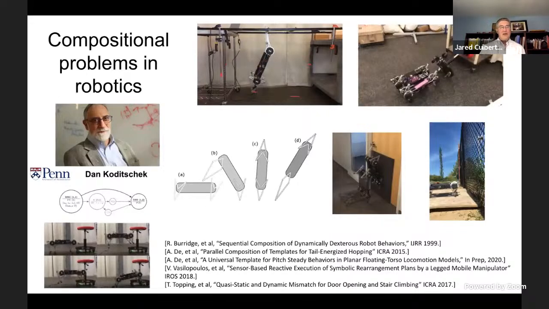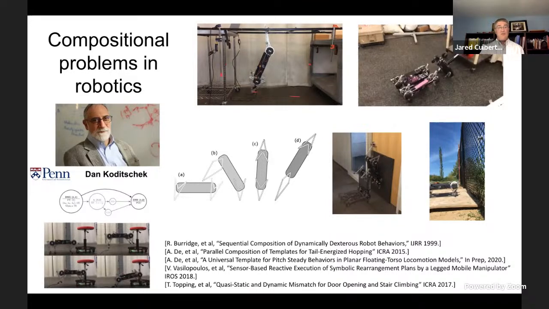So where I'd like to spend most of my time today is in talking with you about some of the work that we did with Dan Koditschek at Penn. I believe Dan gave a talk at this colloquium last year, and so I'm not going to go into a lot of details about the robotics side of the collaboration, but rather focus more on the mathematical side.